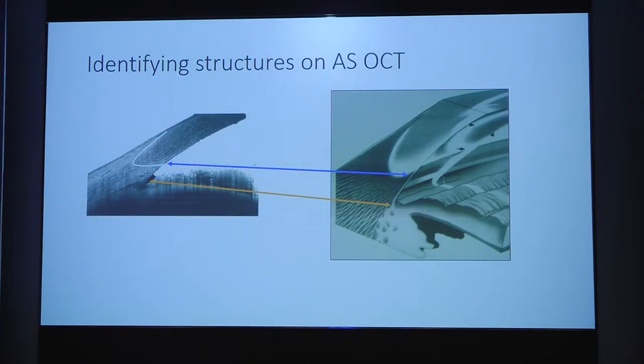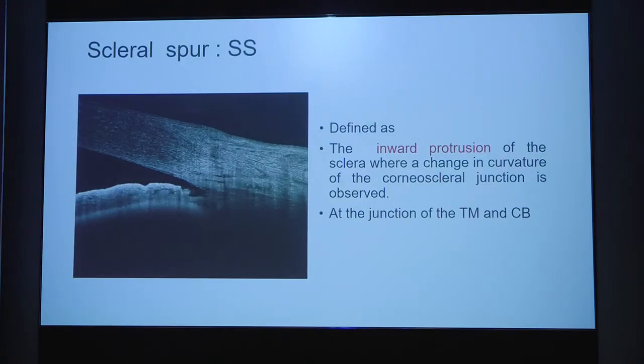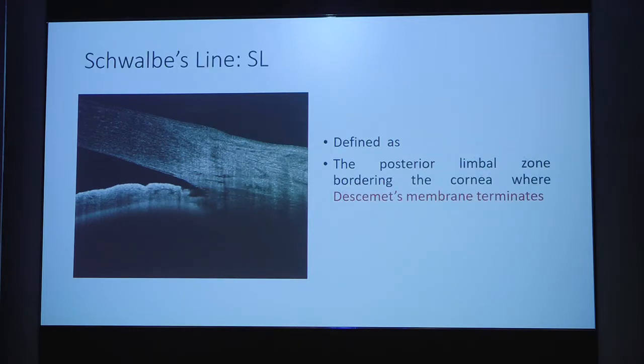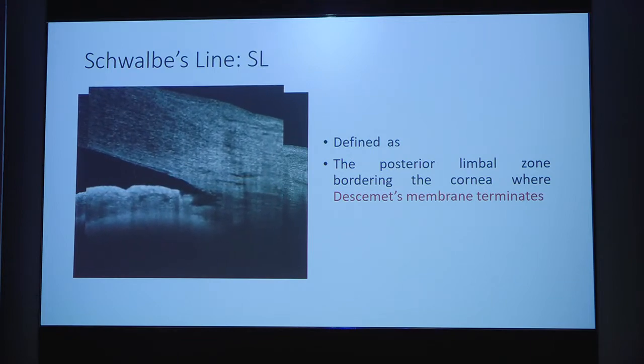And the next is the scleral spur. Scleral spur is defined as the inward protrusion of the sclera, where a change in curvature of the corneoscleral junction is observed, and this is at the junction of the trabecular meshwork and the ciliary body, that is here. So Schwalbe's line, we know that it is a wedge shape, and here you can exactly find out where the Descemet's ends. So that is the area where the Schwalbe's line is.